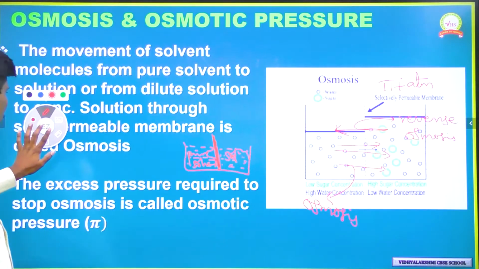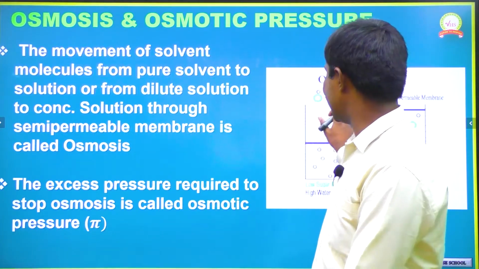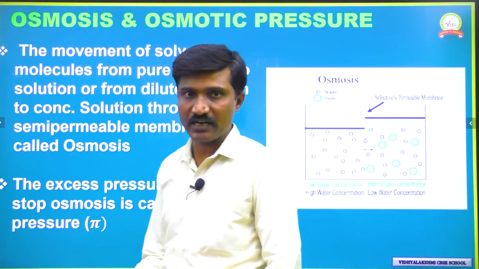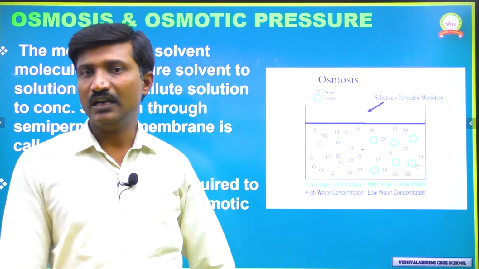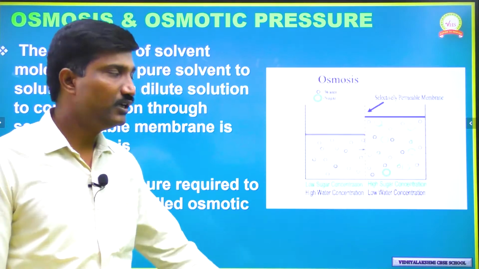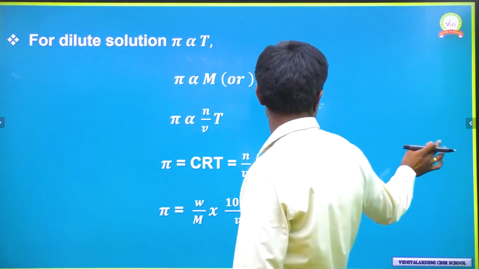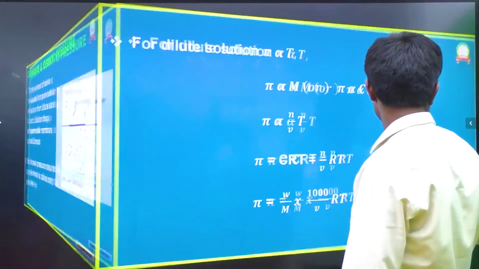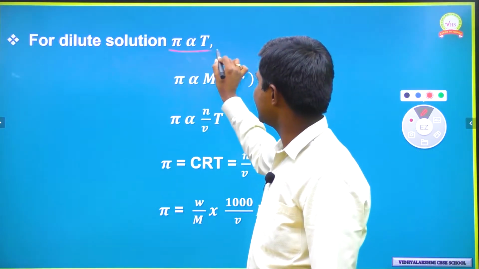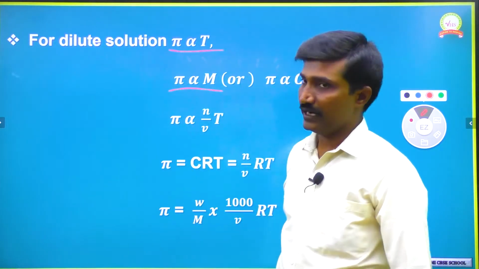So this is about what osmosis and osmotic pressure are, and the role of the semi-permeable membrane here. Does it allow only the solvent molecules, or does it allow the solute particles also? It allows only solvent molecules but not solute particles. Now for a dilute solution, we represent the osmotic pressure with pi. For any dilute solution, pi is directly proportional to temperature and pi is directly proportional to molarity.